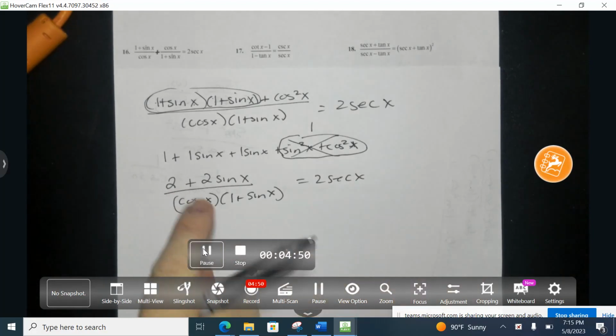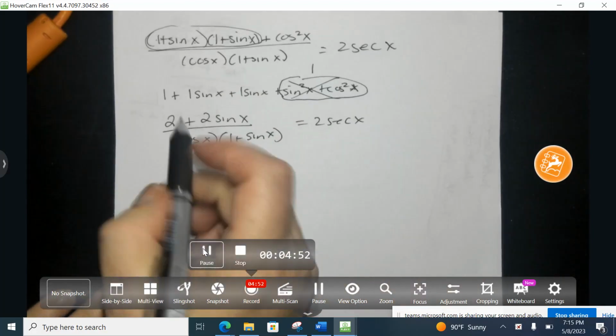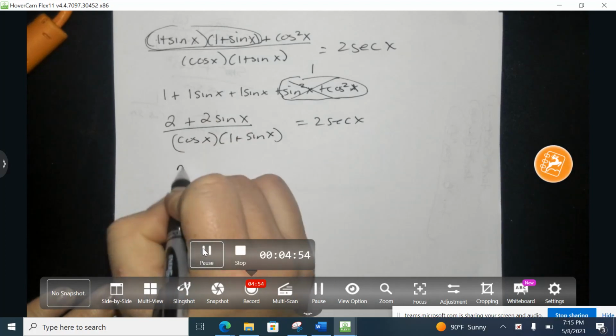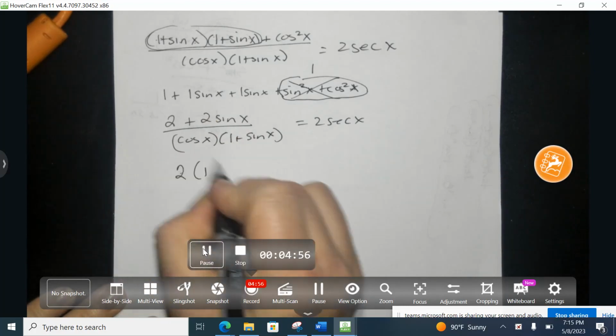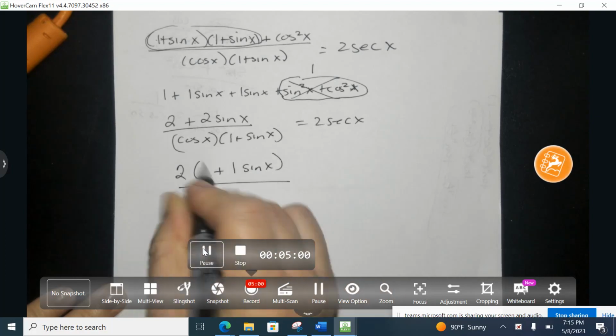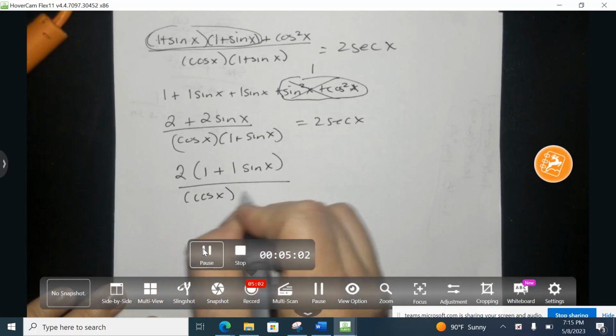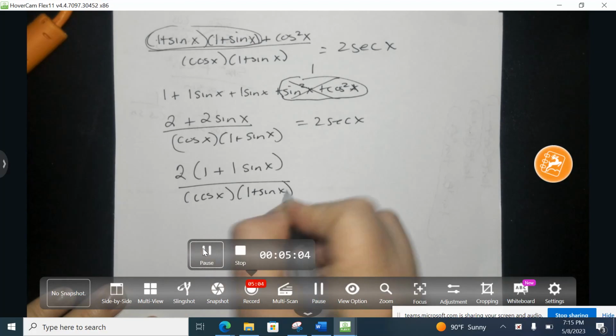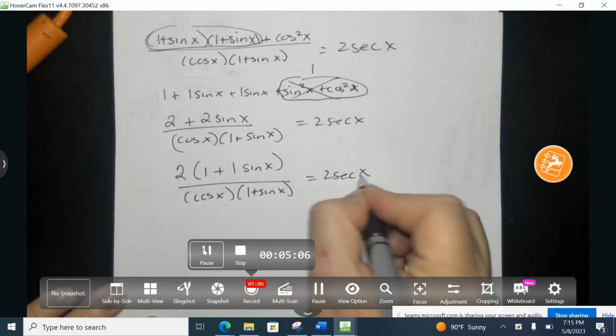Okay, so in the numerator, I recognize that both groups have a 2, so I'm going to factor out a 2. 2 times 1 is 2, and 2 times 1 again is 2. And the denominator, sine of x times 1 plus the sine of x, is 2 secant x.